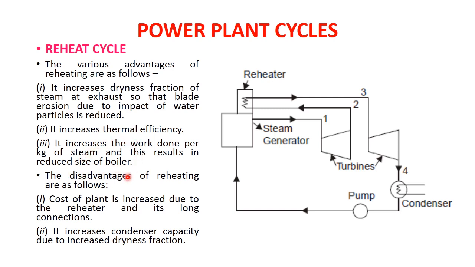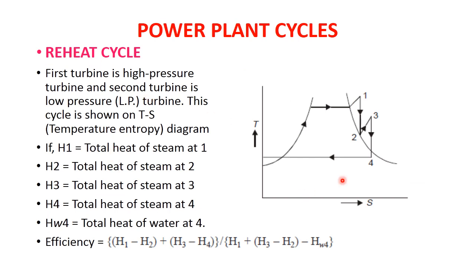So, for a large amount of steam requirement, generally the size of the boiler is increased, but now as the reheating of the steam is done, the size of the boiler will be reduced so that the steam production will be at a higher rate. Some disadvantages are: the cost of the plant is increased due to the reheater and its long connections, and second, it increases condenser capacity due to increased dryness fraction.